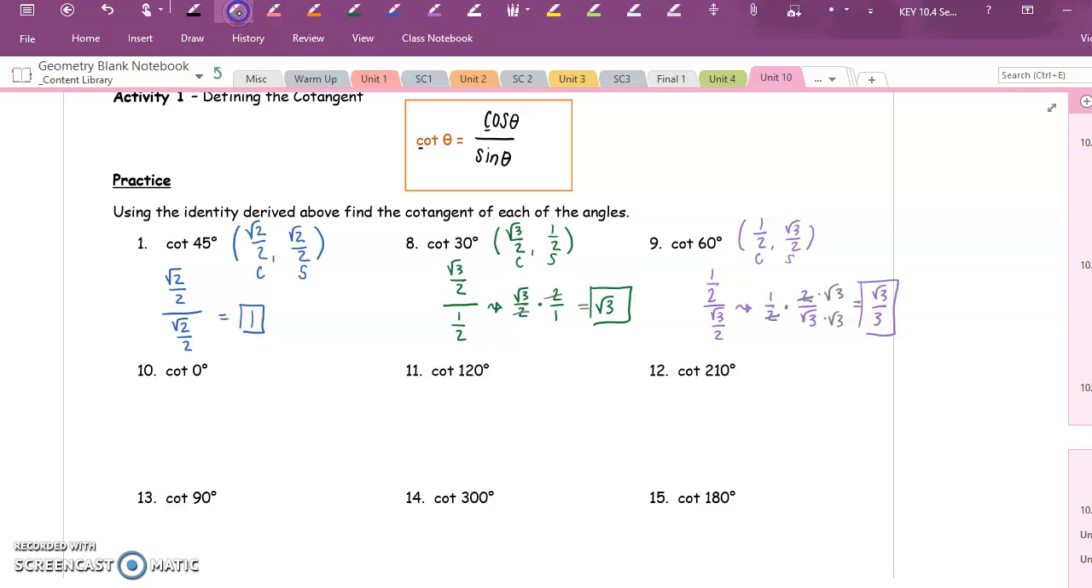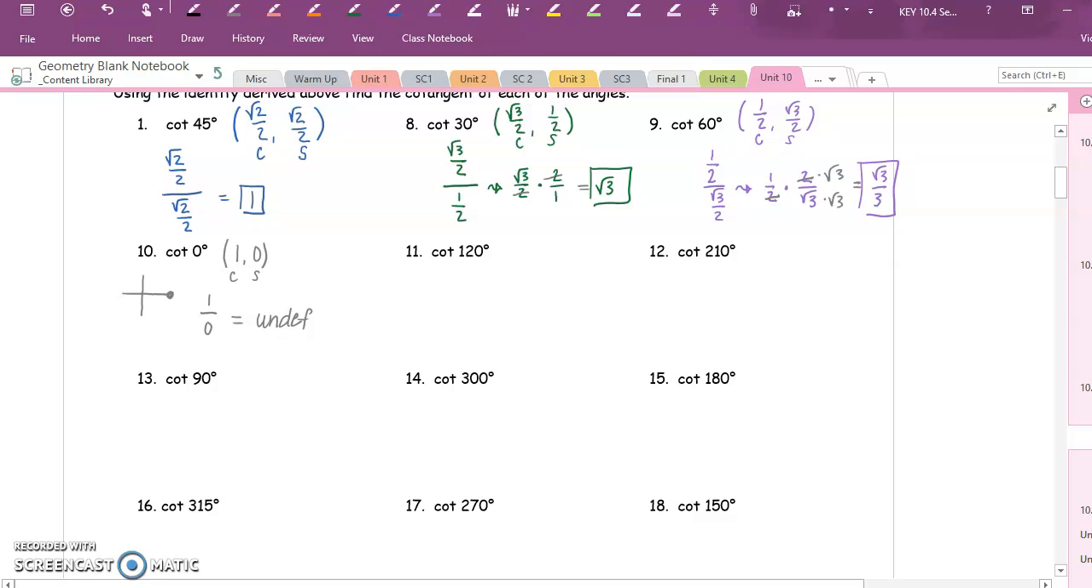So cotangent of 0 degrees, that's on the axes, right here. So therefore, we have 1, comma, 0. So cosine, comma, sine, cotangent, cosine over sine, 1 over 0 is undefined. Let's do another one on the axes. Let's do cotangent of 90 degrees. That's up there. So we have 0, comma, 1, cosine, comma, sine. So we're going to take 0 over 1, which equals 0.